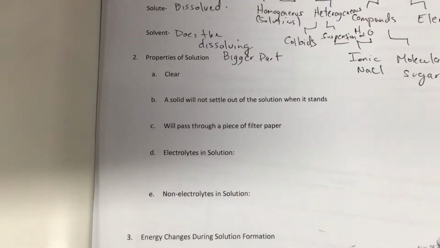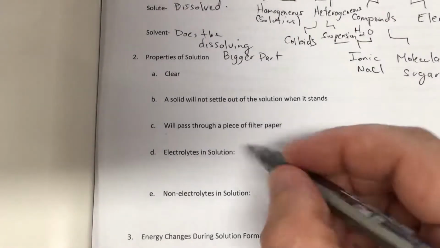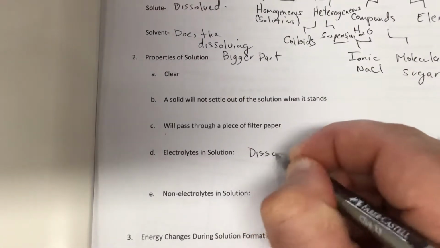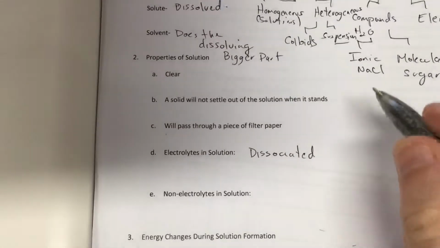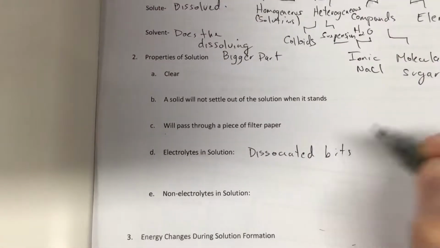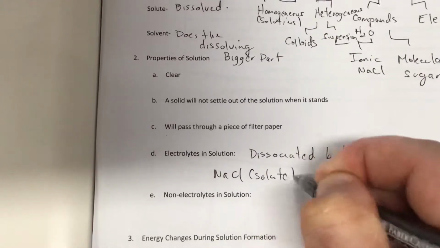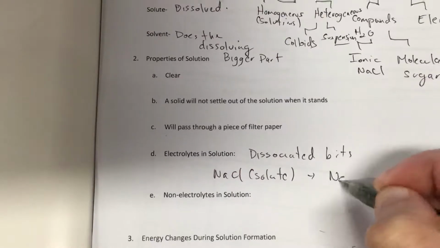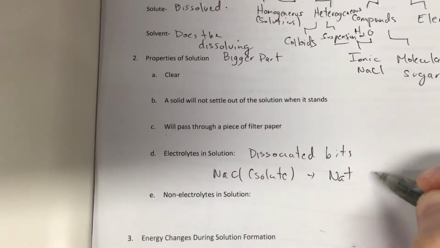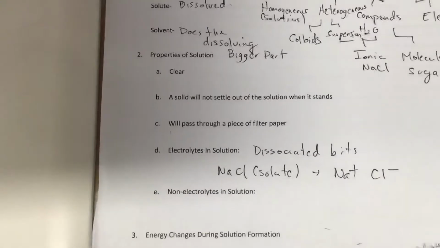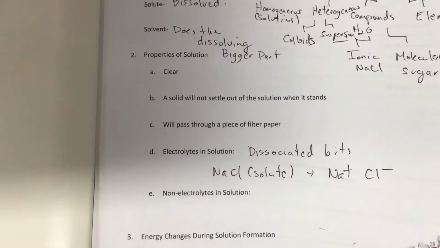Electrolytes in solution, right? So these are the dissociated bits in the solution. So if we had salt, which would be our solute, it can break down into sodium ions and chloride ions. Those are electrolytes. Non-electrolytes are things that will not break down in solution. They won't break apart into constituent ions. So something like an oil, water, that kind of thing.